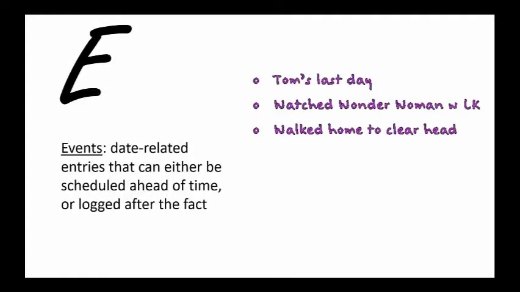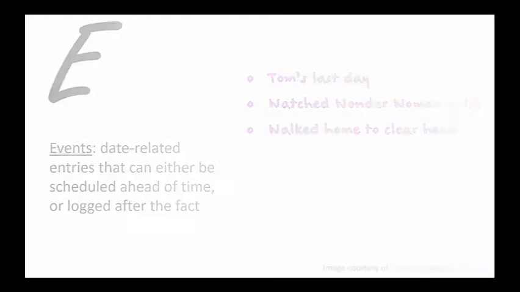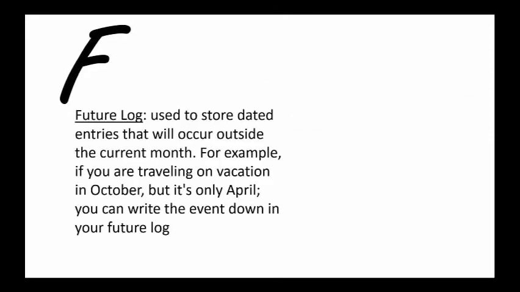Next up, we're moving on to E, and for E, we have events. Events are date-related entries that can be either scheduled ahead of time or logged after the fact. Here's a couple simple examples. Tom's last day, watched Wonder Woman, walked home to clear head. They don't have to be anything huge or significant, but they help you track, almost like a diary, what's happened in your life. Now, moving on from E, we have F, and we have future log.